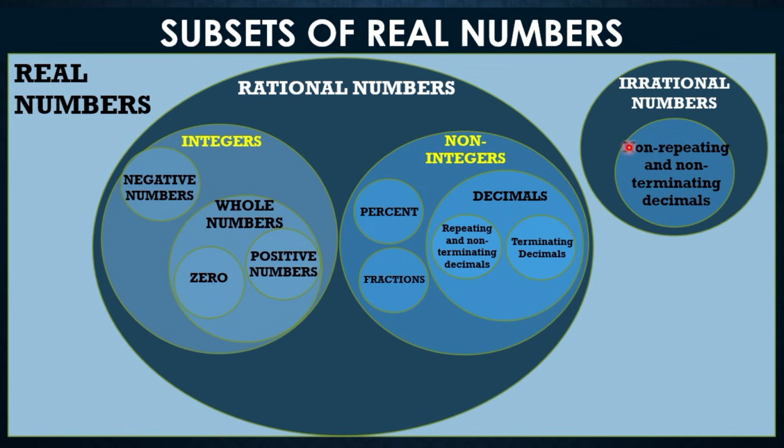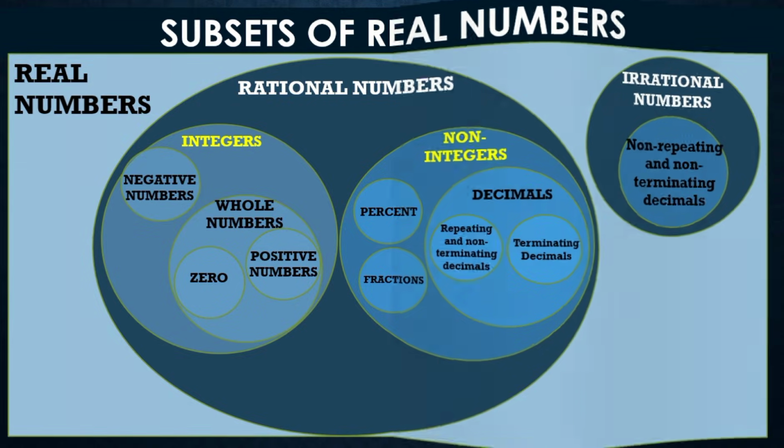Okay? So, this is the family and the illustration of real numbers. We have the rational numbers and irrational numbers. And under the rational numbers, we have the integers and non-integers. And these are the family of integers. And these are the family of non-integers.